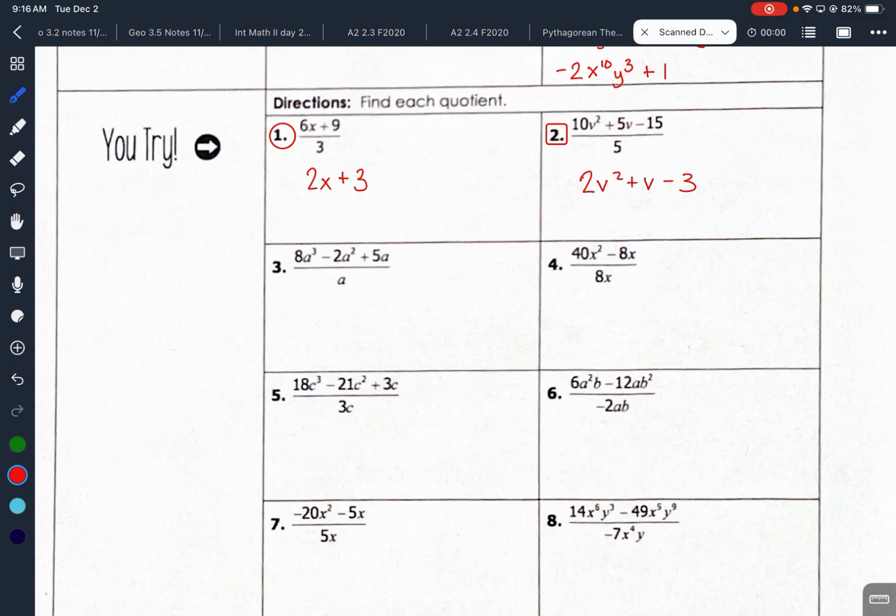Okay, so on 3, you want to try 3 on your own? Yeah. Okay, sure. So do 3 on your own.